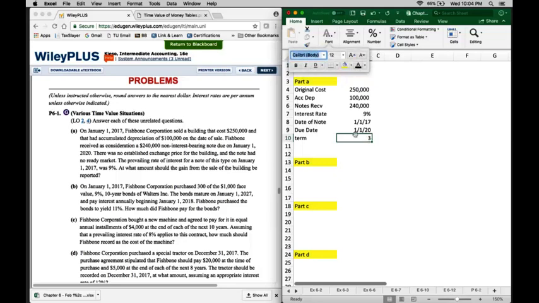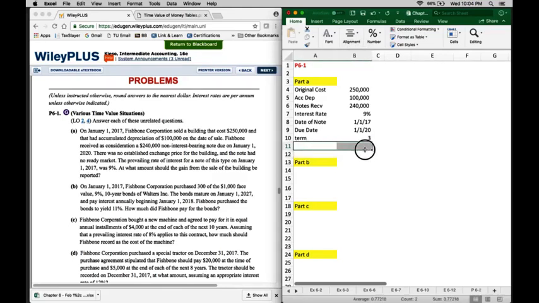And why is this significant? Because I'm going to use the interest rate and the term to find out the present value of the note. I will get the money 3 years from today, a single sum. So I'm interested in the present value of a single sum. So I'll set up my journal entry over here.